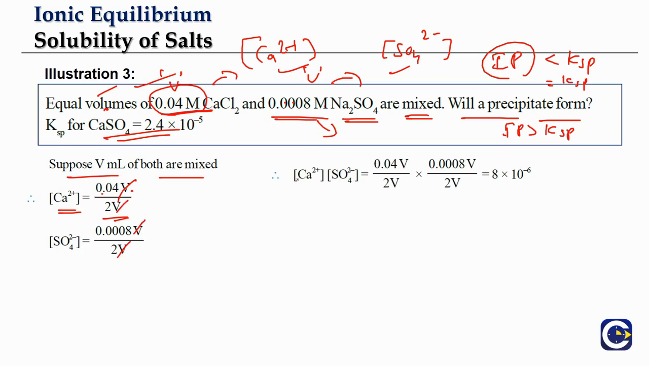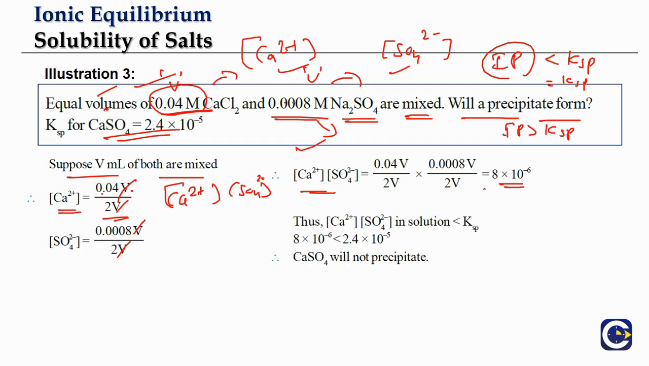Now using these concentrations, if we find the ionic product, what is the ionic product for calcium sulfate going to be? The concentration of calcium 2 plus ions into the concentration of sulfate ions. If you find the ionic product, what is it coming as? 8 into 10 power minus 6. The ionic product is coming as 8 into 10 power minus 6.